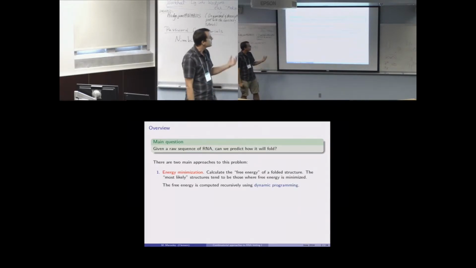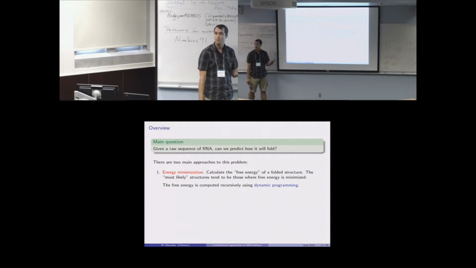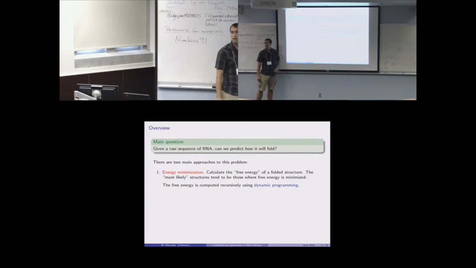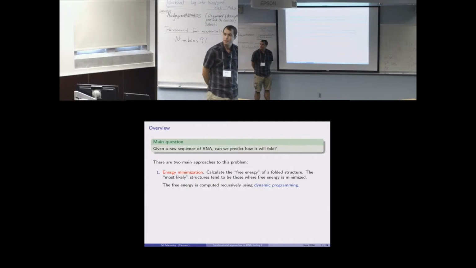But the other approach, one more thing. This free energy score is computed recursively using dynamic programming. And that's what I'm going to do today. So today is going to be an energy minimization approach to RNA folding.